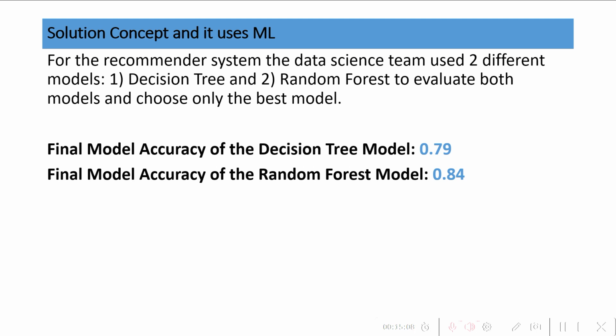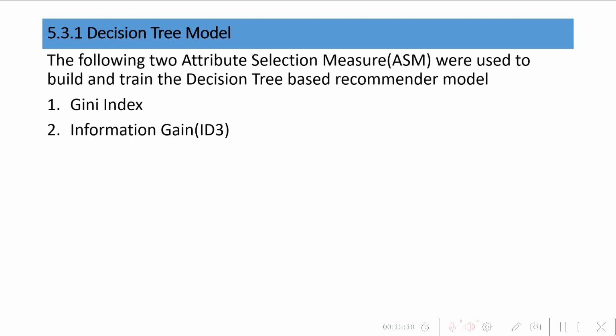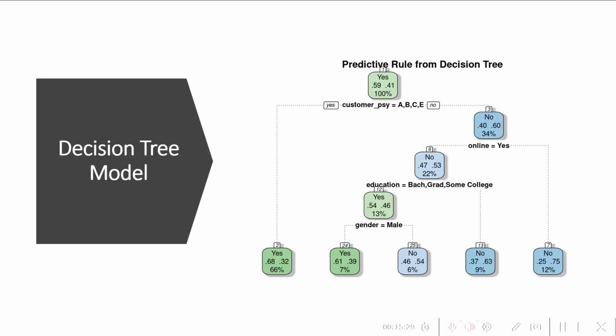In the decision tree model, the following two attribute selection measures were used to build the decision tree based model: the Gini index and the information gain (ID3), and we also calculated the entropy value. This helped us determine the root and the other branches of the decision tree that you will see in the next slide. So you can see here how we built the decision tree: customer psychology, then the education, then the gender. These are the predominant branches and the links.